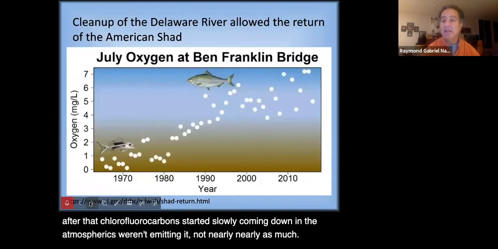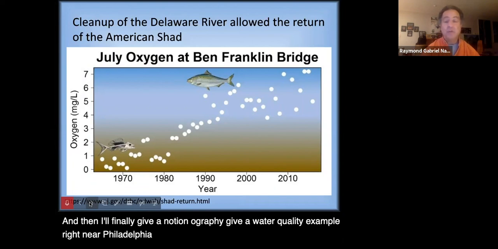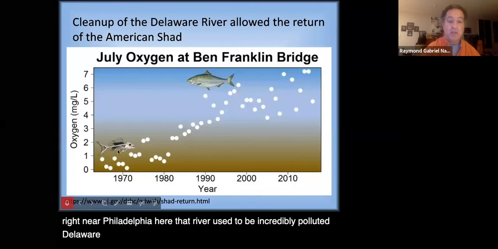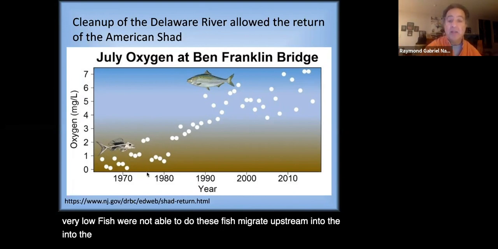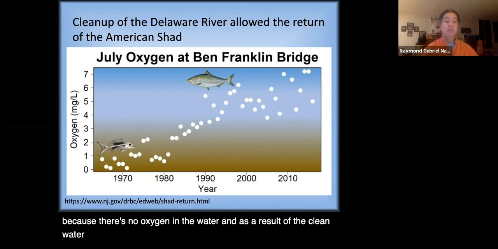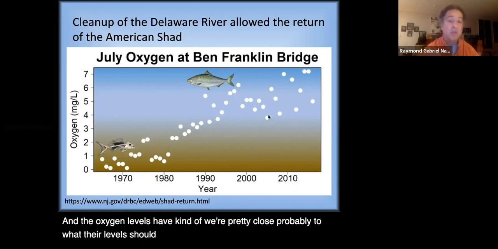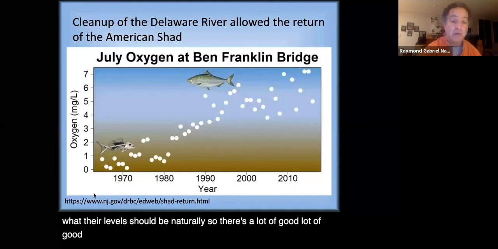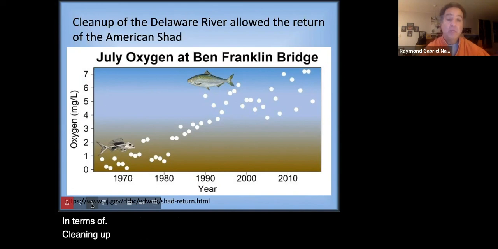And then finally, I'm an oceanographer, so I'll give a water quality example right near Philadelphia here. That river, the Delaware River, used to be incredibly polluted. The oxygen levels in the 70s were very, very low. Fish migrate upstream into the watershed, and they were not able to pass by in the 70s because there was no oxygen in the water. And as a result of the Clean Water Act, we cleaned up our wastewater treatment, and the oxygen levels are pretty close probably to what their levels should be naturally. So there are a lot of good successes out there in terms of cleaning up pretty severe environmental problems.